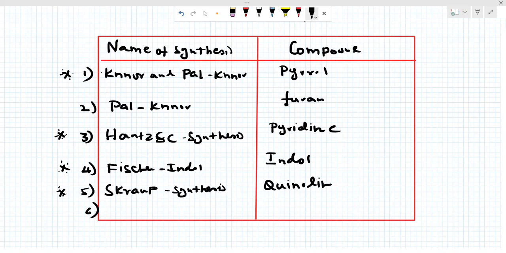Okay, sixth one, isoquinoline. Okay, this is not in the syllabus, but you have to know. Okay, this is the Pictet-Spengler synthesis. Okay. This is the complete information about heterocycles. Okay, this is very important. You can use this for IIT JAM also. Okay, you can use it for CSIR also, CSIR GATE also. I gave the complete information about heterocyclic compounds.